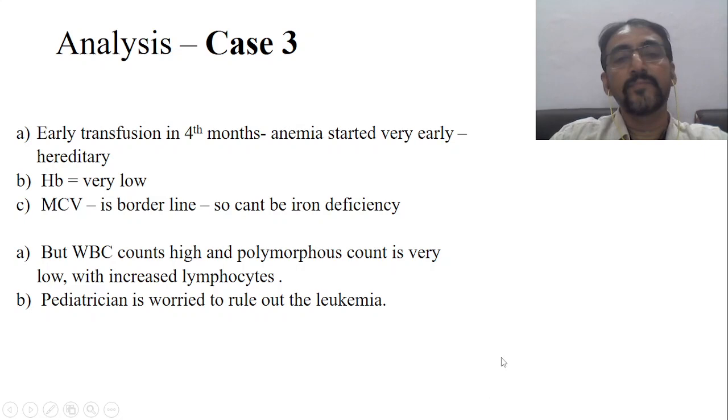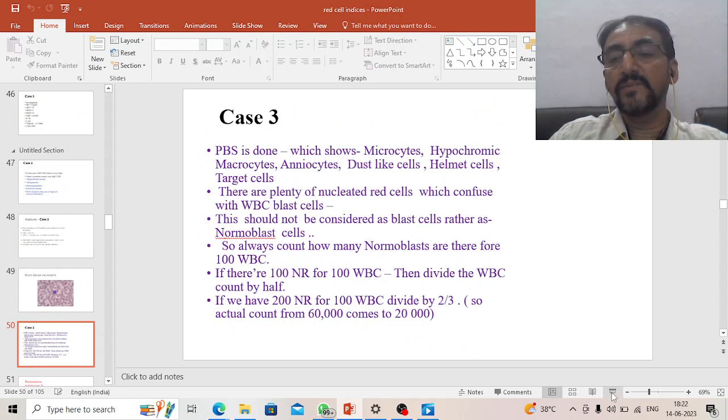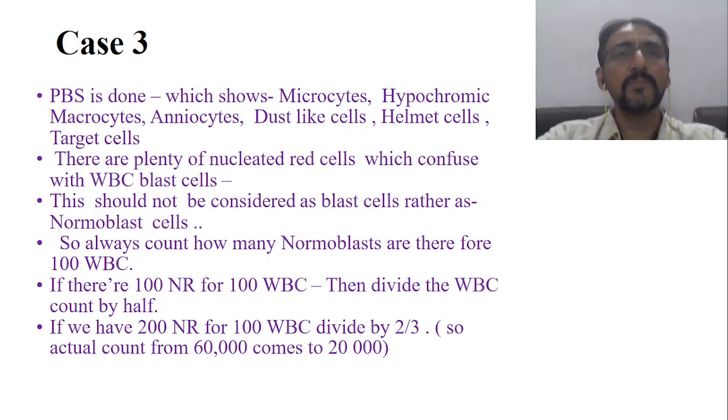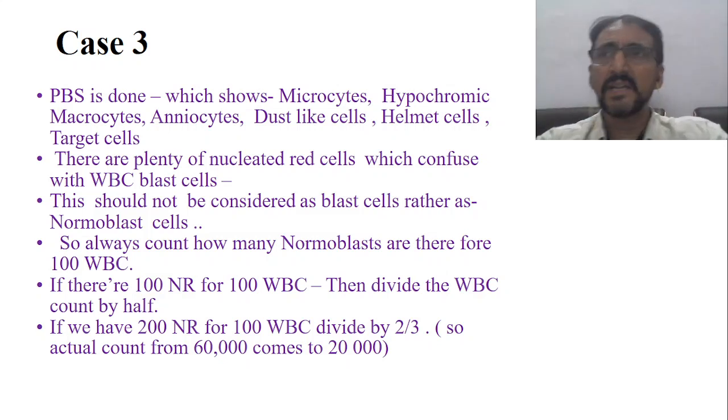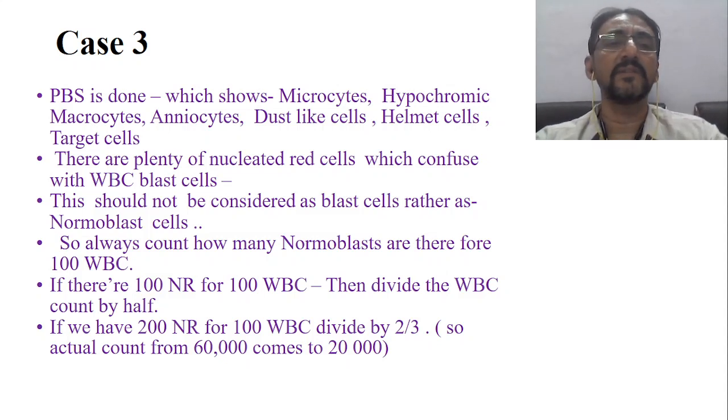So this is a point where most of the time we can miss the track. Now in this case, again, the PBS, peripheral blood smear, was done. In the peripheral blood smear, it is showing microcytes, as our MCV is low. And hypochromic, yes. And there are also macrocytes. There are also anisocytes, dust-like cells, helmet cells, target cells. So different sizes and shapes of cells are seen on the peripheral blood smear.